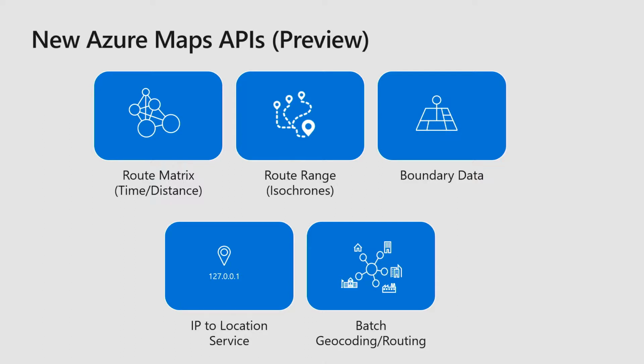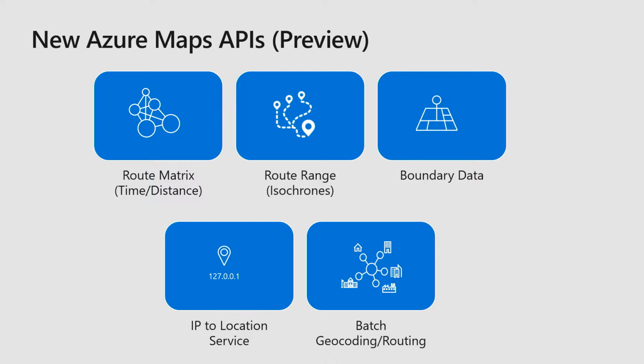We also have boundary data. A lot of people, when they go to maps, say, oh, I need state boundaries or I want county boundaries. And a lot of times they have to bring that data with them or find a source of that data. We actually have that already built into our platform for rendering, so why not expose that and make it easy to access?